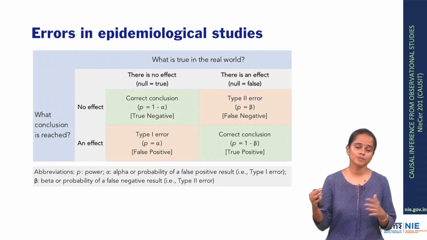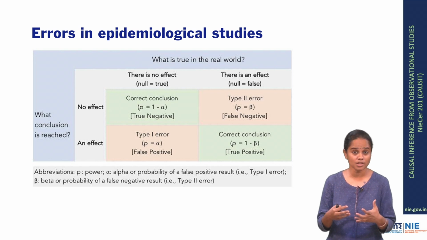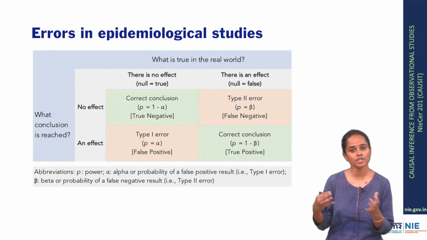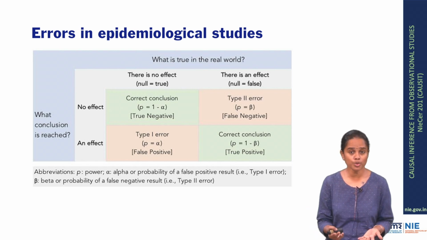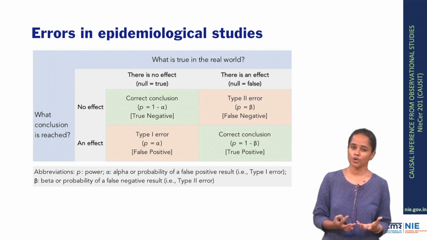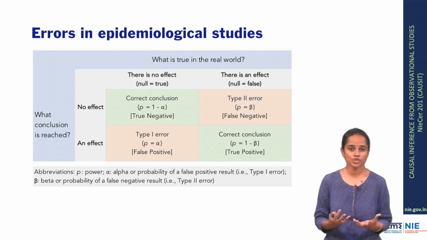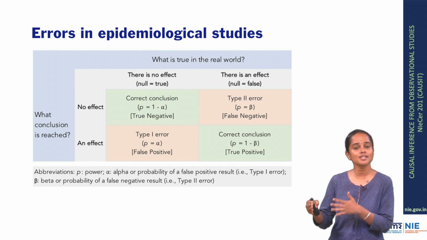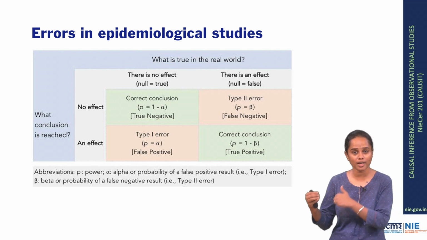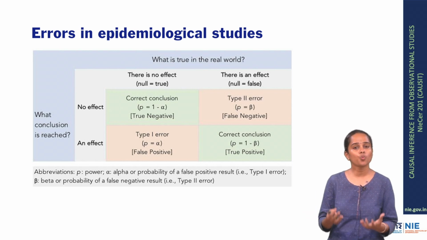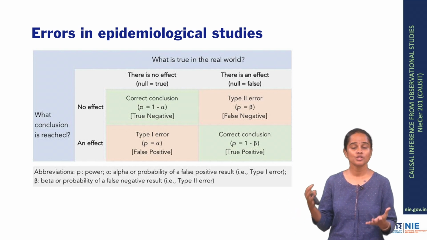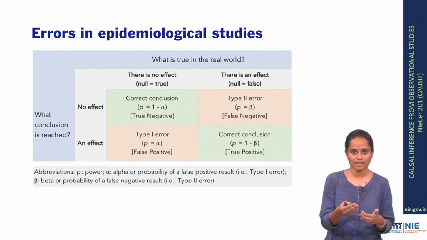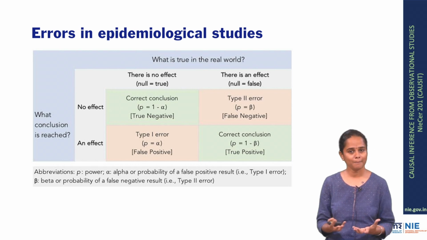So 1 minus beta will be the ability to detect an existing association between exposure and outcome. Now that, if you remember, is what you call the power of your study. So the power of your study, which is the ability of your study to detect an existing association between an exposure and outcome, is 1 minus beta. So this is also something that you state upfront in your study before you go about planning it.